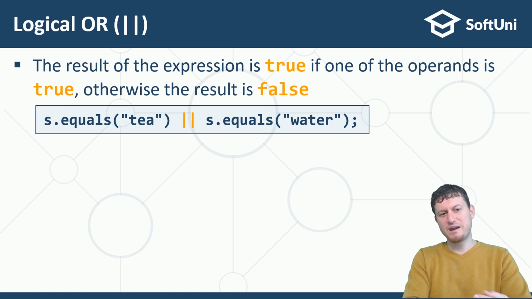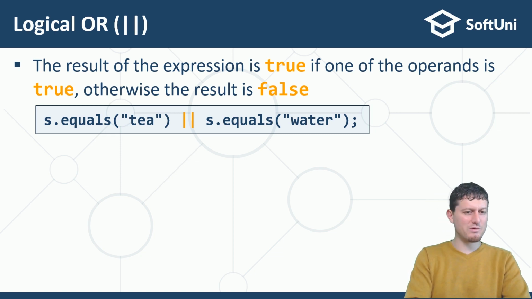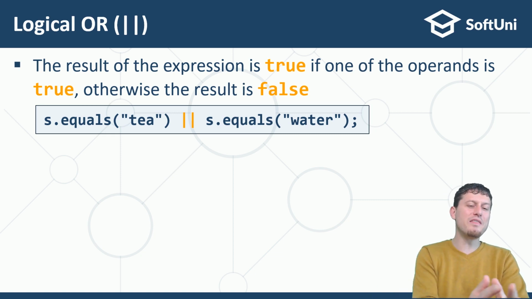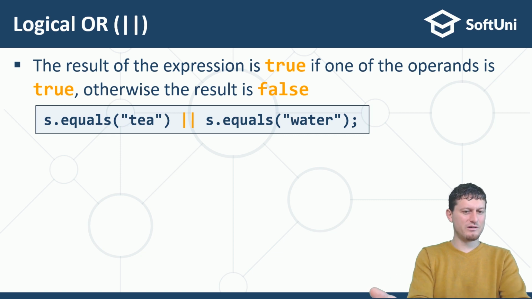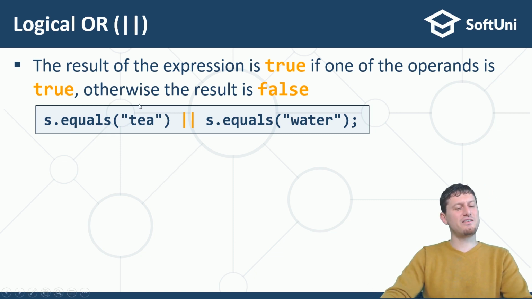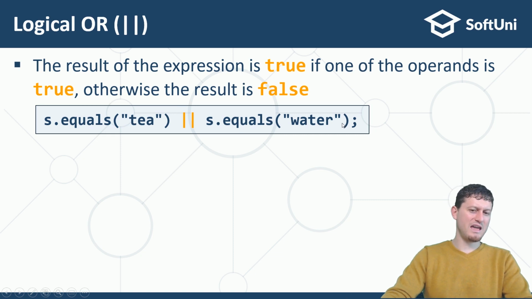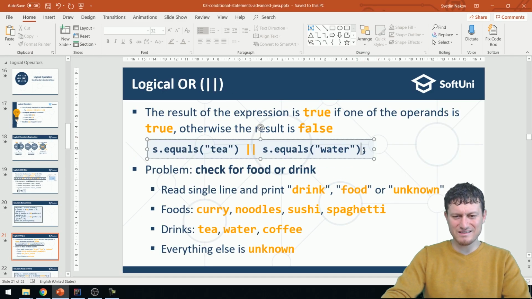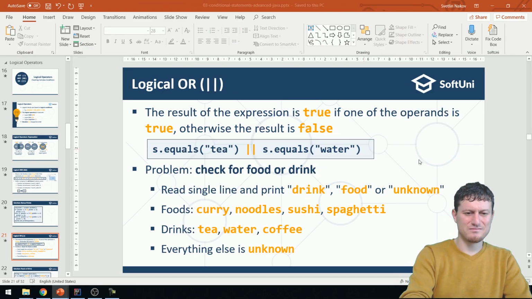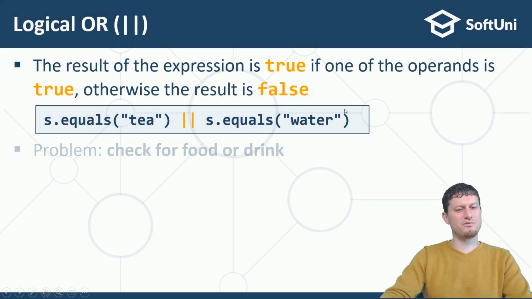The logical OR operator is an operator where the result of the expression is true if one of the operands is true, or both of the operands, left operand or right operand is true. If one of the members of this OR expression is true, the entire expression result is true. Otherwise, it's false. So, if S is tea or S is water, this will be true.